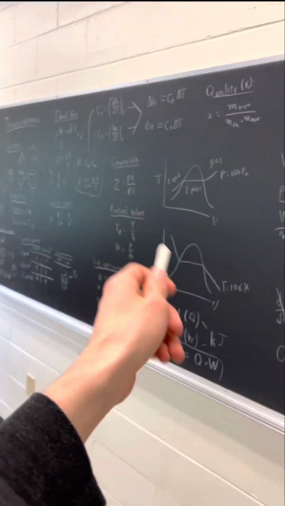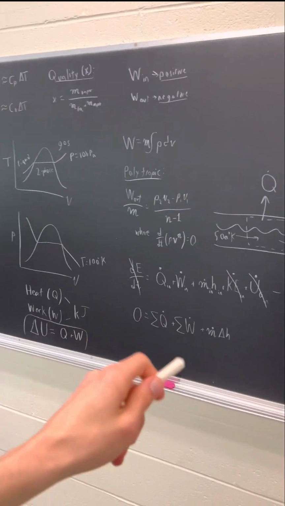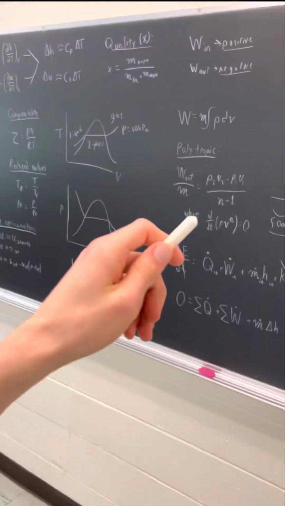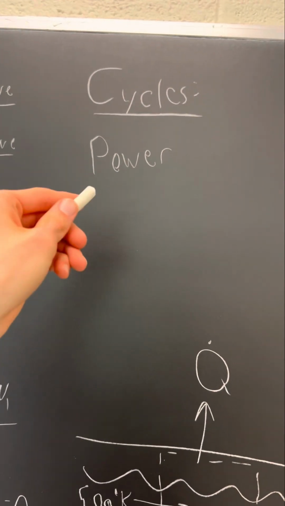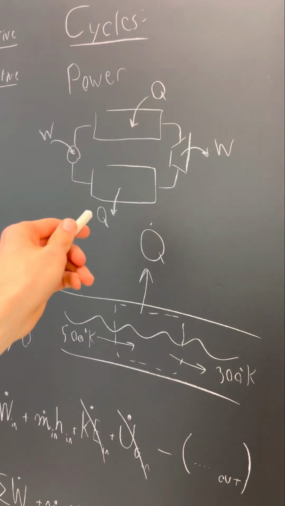Okay, now that you understand closed and open systems, let's talk about some different applications of these. And this comes in the form of cycles. Okay, so there are 3 main different cycles. The first we're going to talk about is power. So this is generally what a power cycle looks like.